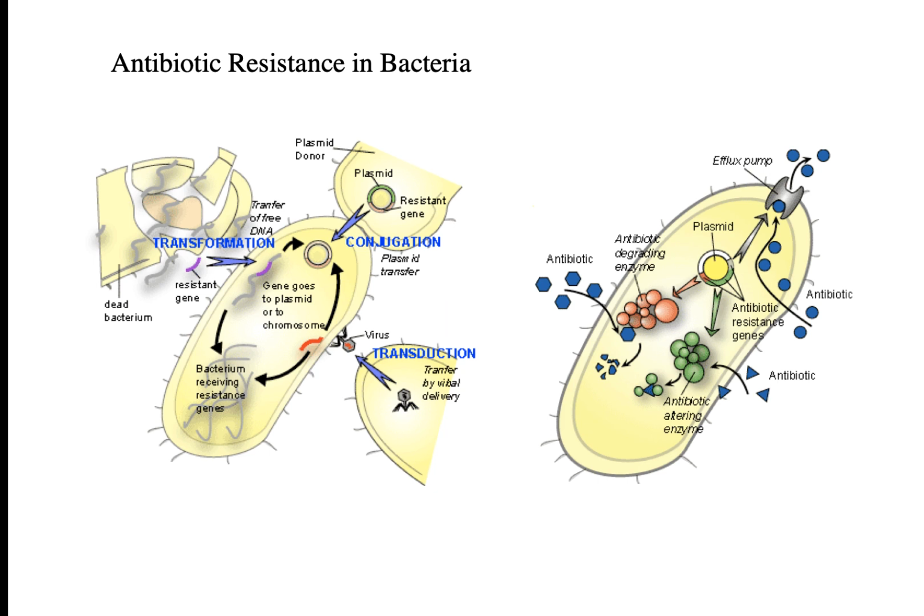Plasmids that carry antibiotic resistance have several mechanisms for getting rid of the antibiotic. One way is to produce an enzyme that degrades the antibiotic, and a second way is to produce an enzyme that alters the antibiotic so that it no longer can kill the cell. And a third way is to produce efflux pumps that pump the antibiotic out of the cell.